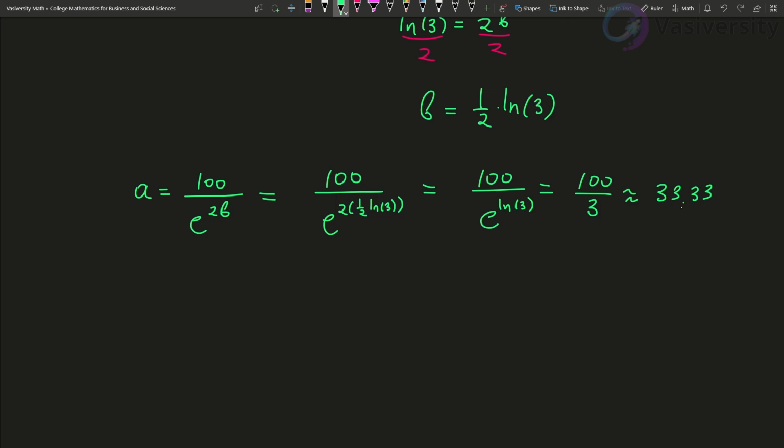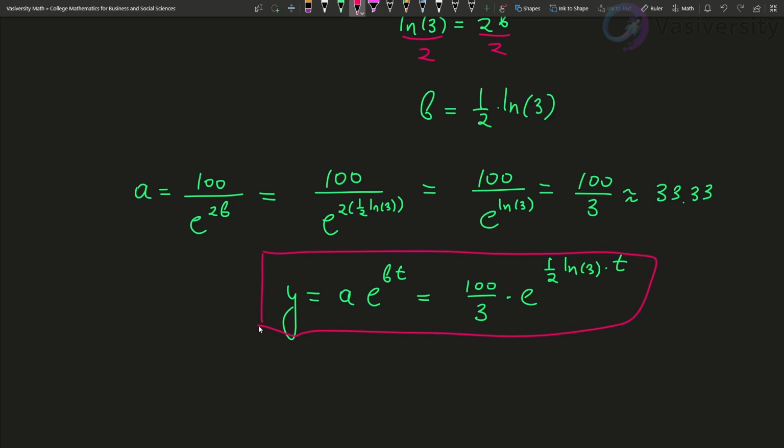Okay, so that means our equation is y equal to a times e to the power of bt. So that's equal to 100 over 3 times e to the 1/2 ln of 3 times t. And that would be our growth equation for this problem.